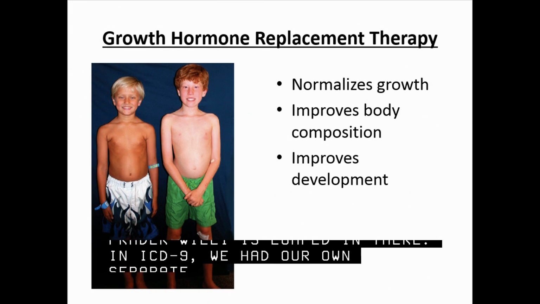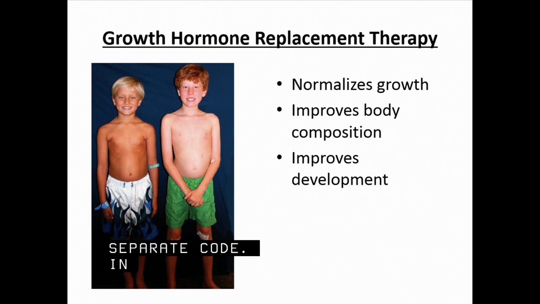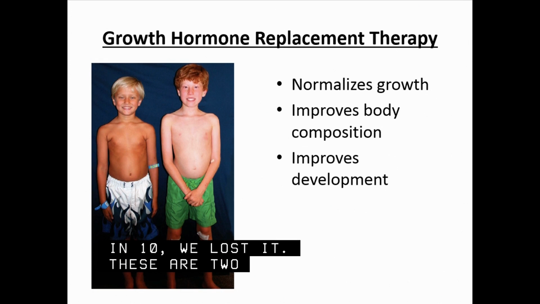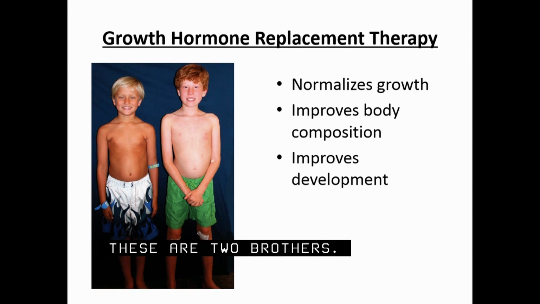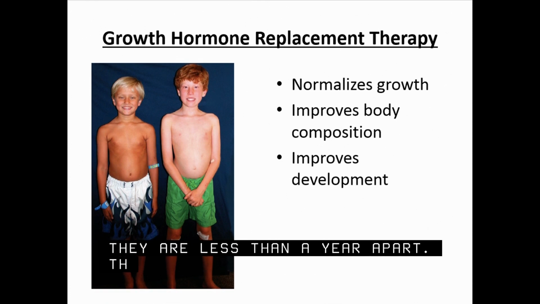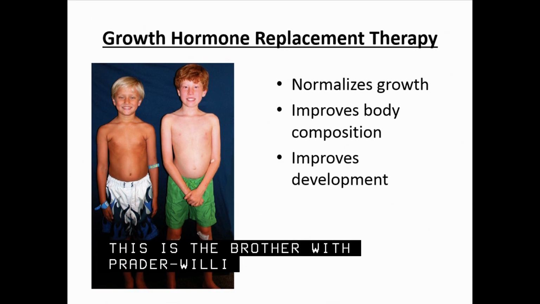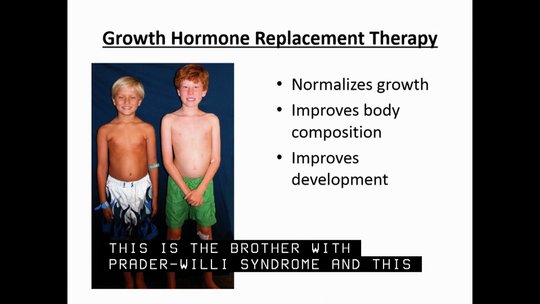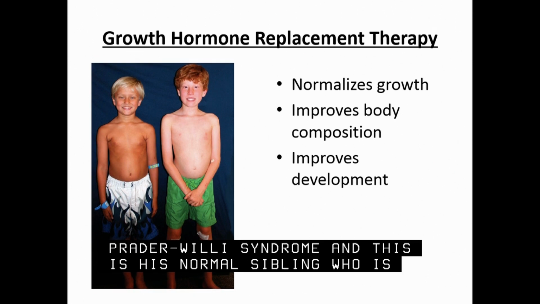These are 2 brothers. So remember, it's coded now as congenital malformations with short stature. Well, these are 2 brothers less than a year apart. This is the brother with Prader-Willi syndrome, and this is his normal sibling who's a normal height. And actually, he's greater than the 50th percentile for height. So he's on growth hormone.